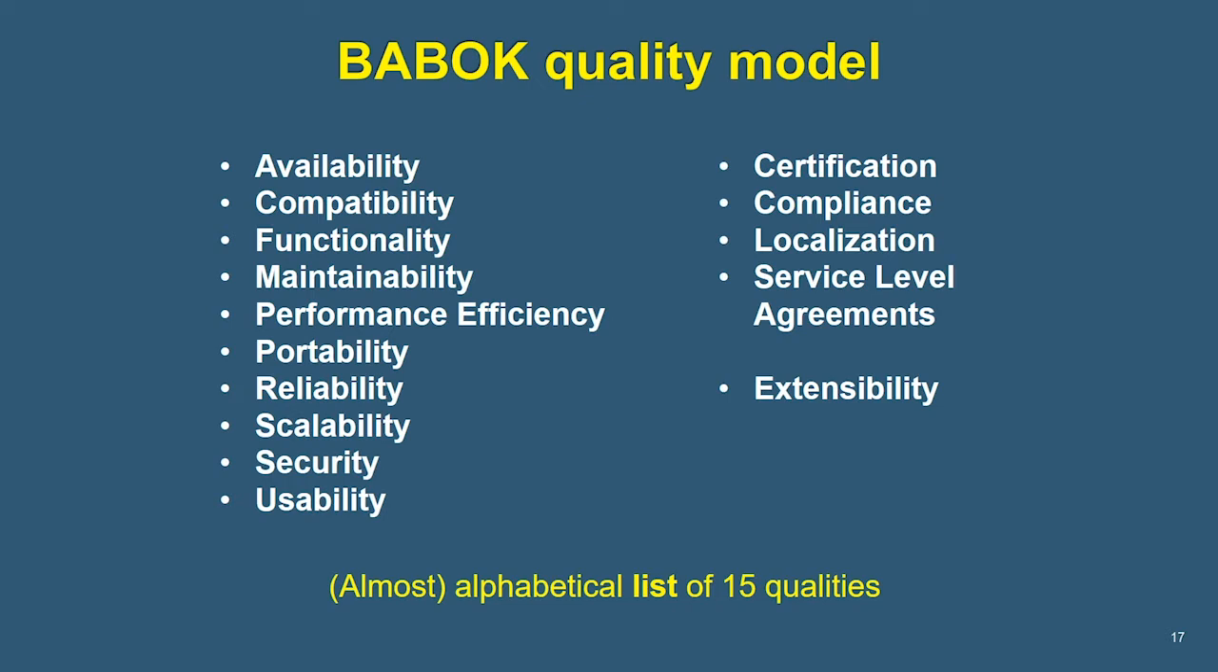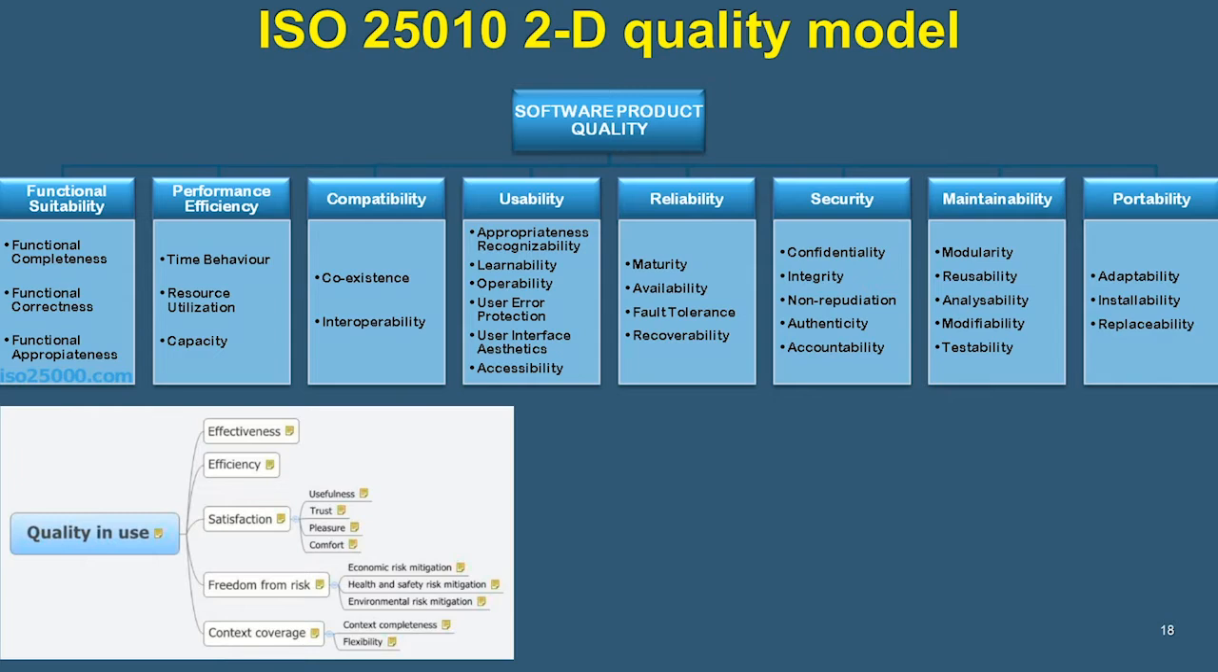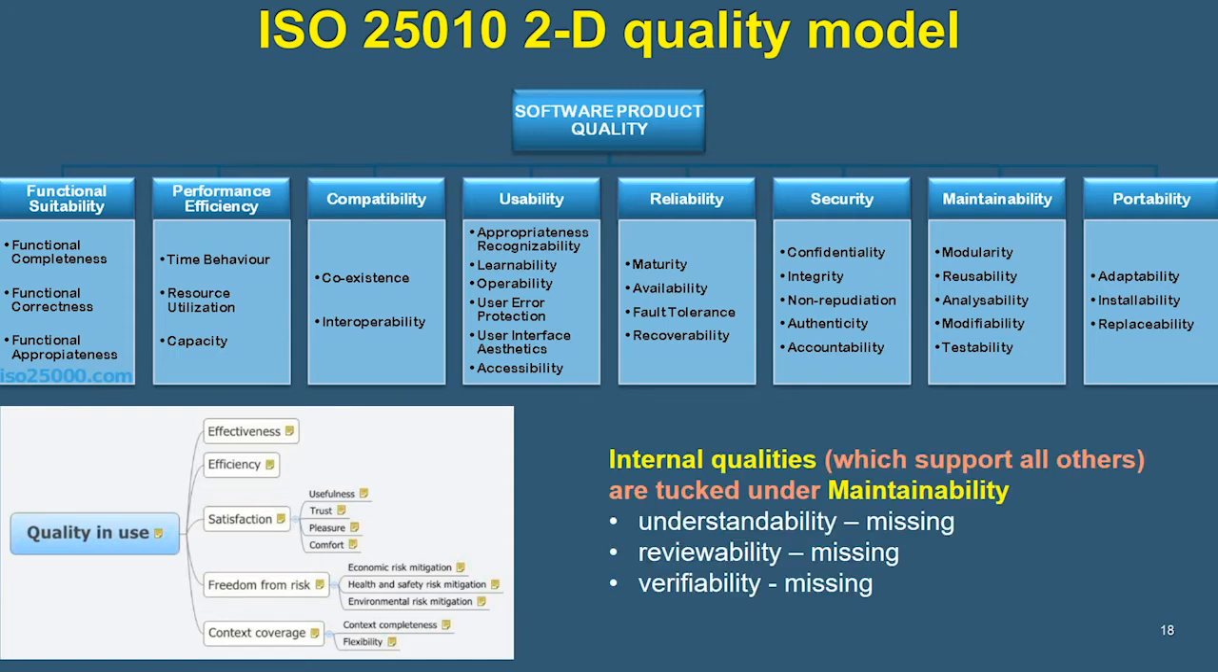Simple lists, no matter how long they are, are not going to do much. Oh, here's the thing I told you was a simplistic model, the ISO standard. It's got a little bit of structure to it. So if you want to do reliability, you need to do maturity, availability, fault tolerance, and recoverability. Internal qualities, which support everything else, are tucked under maintainability. This notion of analyzability, testability, whatever is under maintainability, I will claim that that supports everything.